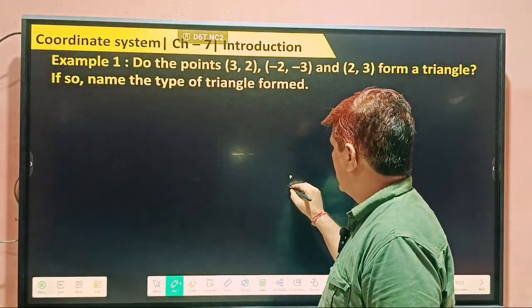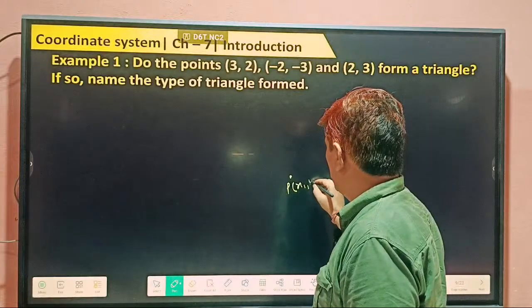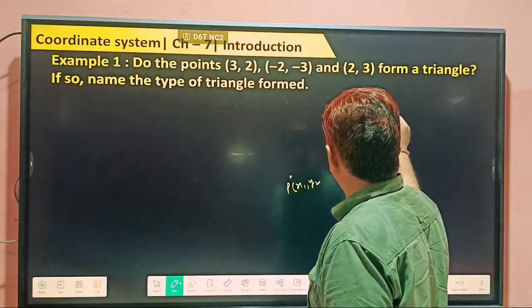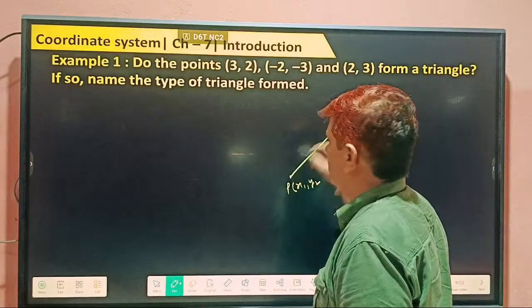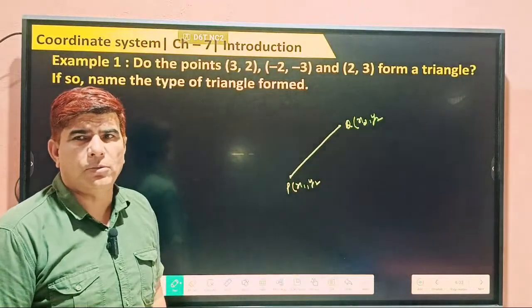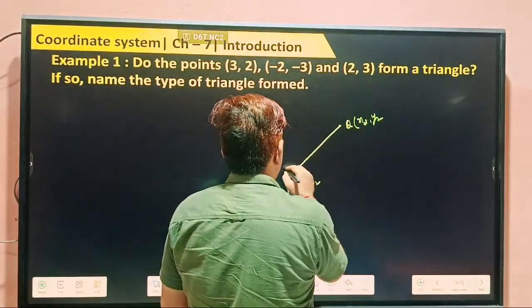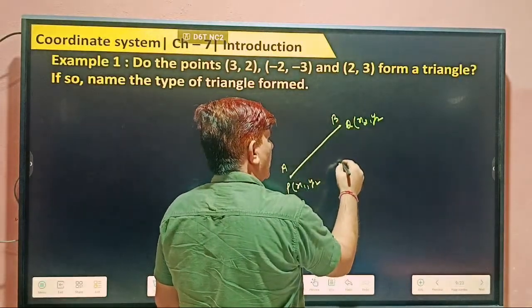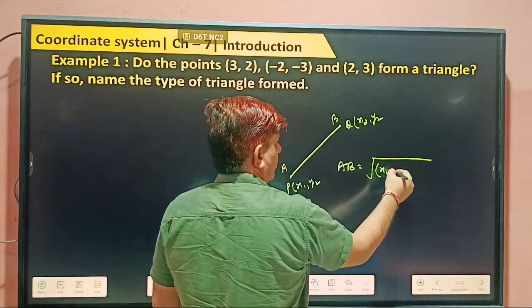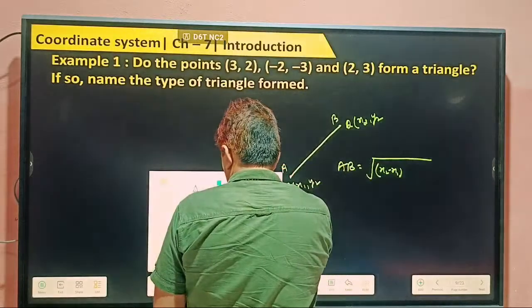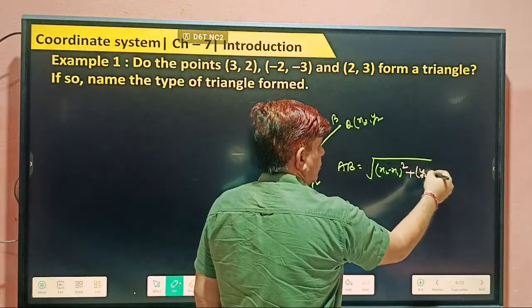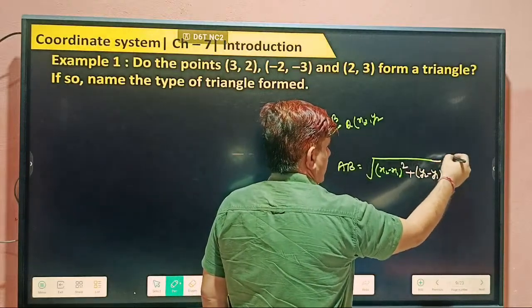This is a point P whose coordinates are x1 and y1, and this is a point Q whose coordinates are x2, y2. We have to find the distance between them. That formula is called the distance formula. AB is equal to under the root (x2 minus x1) whole square plus (y2 minus y1) whole square.